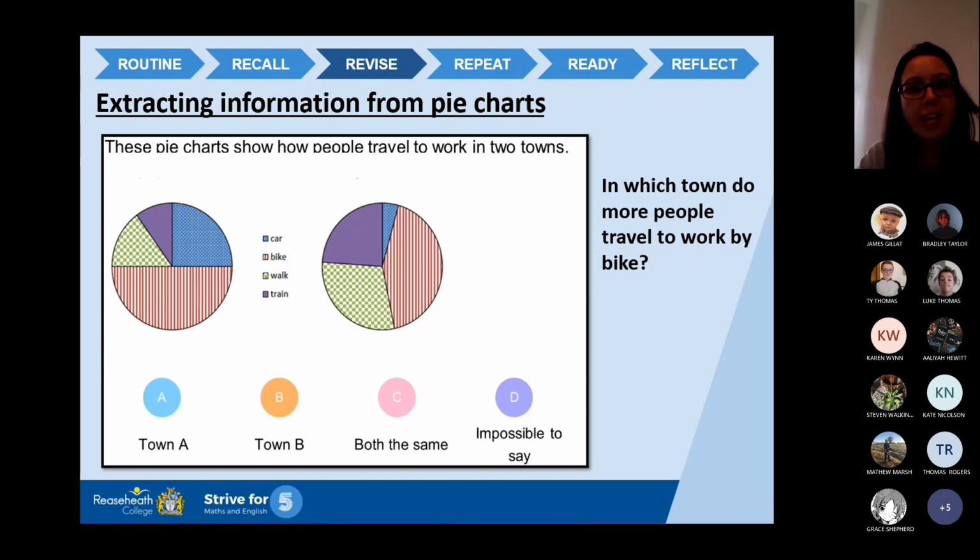Okay, so firstly in the chat, I want you to give me a quick vote. I want to know which town you think the most people travel to work by bike. You probably can't see it, but the bike is the red lines. So is it the one on the left? Let's call this town A, and this is town B. Quick one in the chat, which one has more people travelling to work by bike? Yes, A, the one on the left.